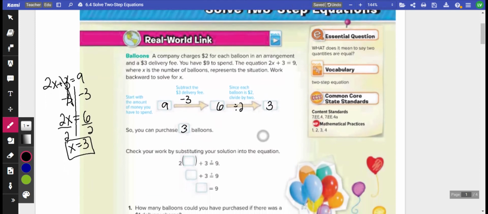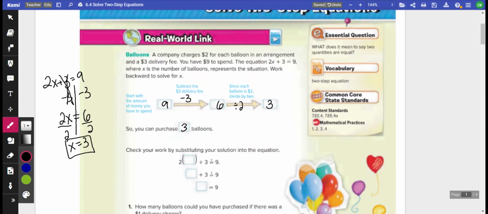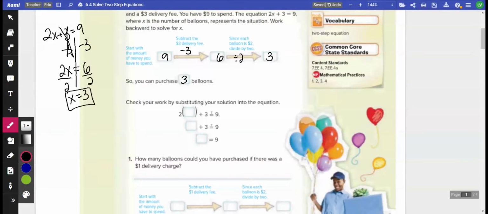So we can check our work by substituting the solution into the equation. 3 times 2 is 6. 6 plus 3 is 9. Does 9 equal 9? Check, yes, it does.